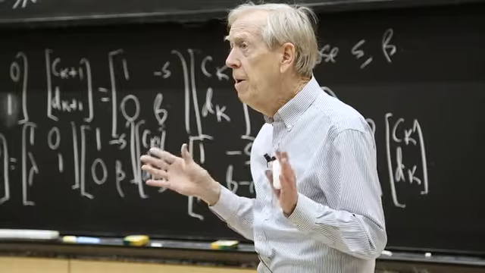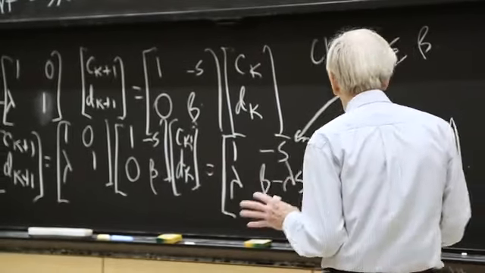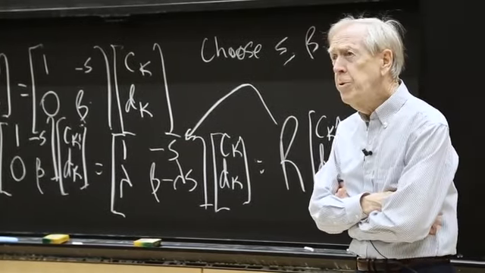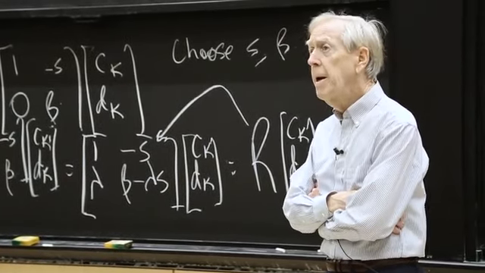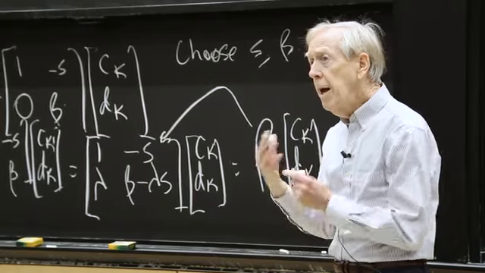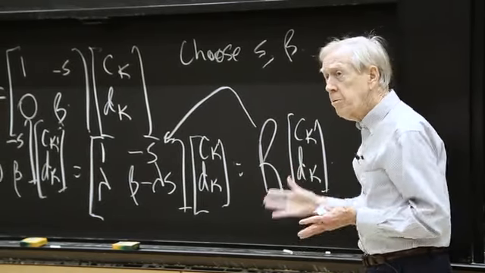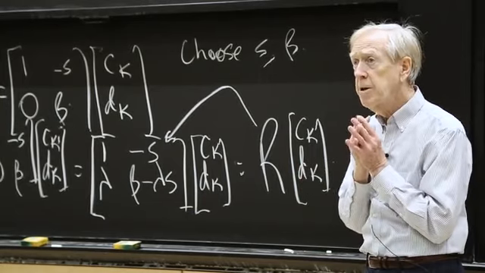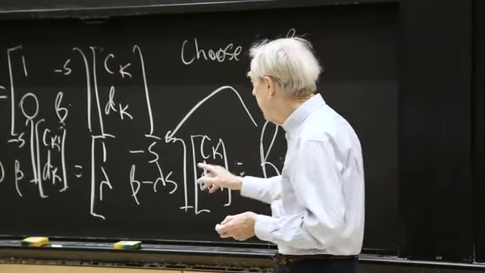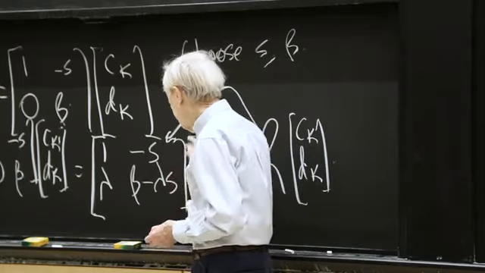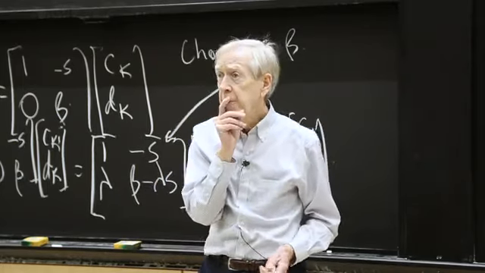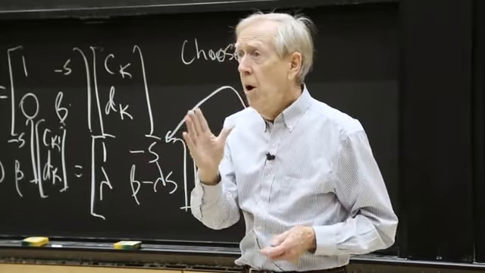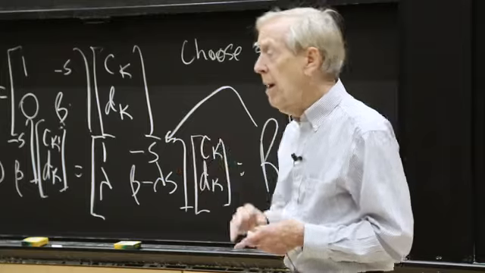So we have to think about what we want to do now. We want to choose beta and s to make R as small as possible. Right? We want to make R as small as possible. And we're free to choose beta and s. But R depends on lambda. So I'm going to make it as small as possible over the whole range of possible lambdas.